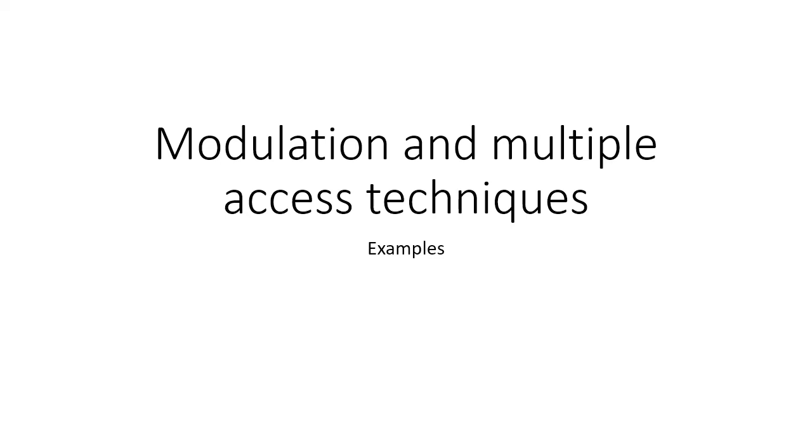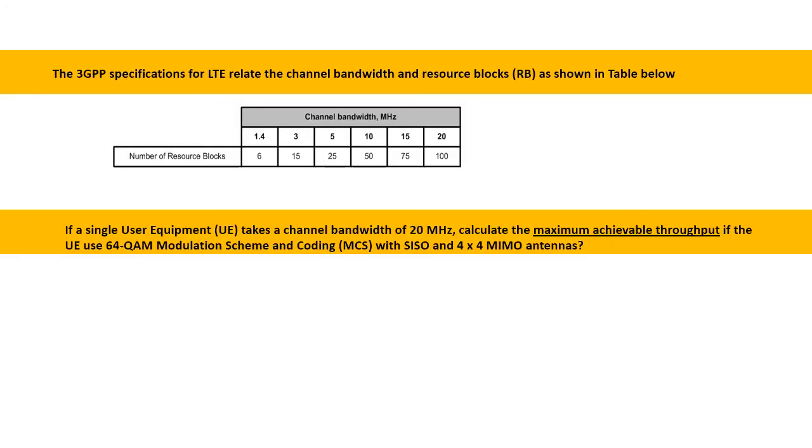Today we will have a look at an example for modulation and multiple access techniques. For this example, the 3GPP specifications for LTE related to the channel bandwidth and resource blocks are shown in the table below. Here we have the different channel bandwidths that can be served for any user equipment, and for each of these channel bandwidths we have the associated number of resource blocks. For example, for 20 megahertz, we can have 100 resource blocks.